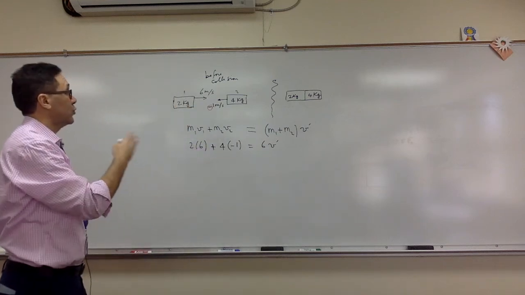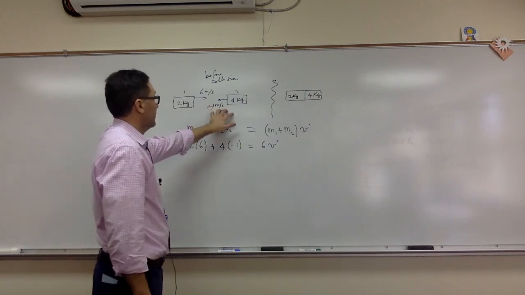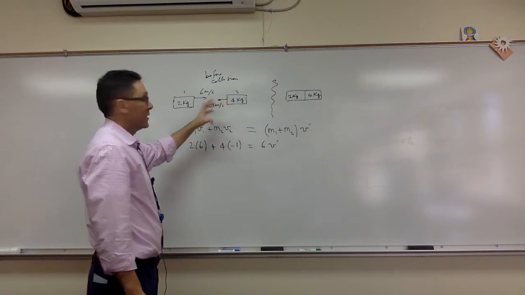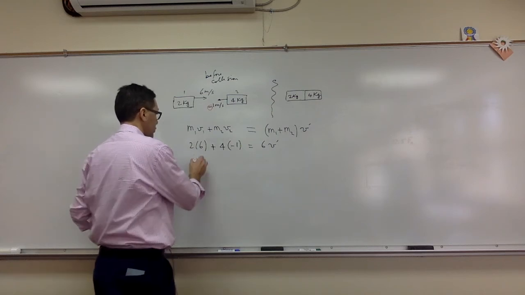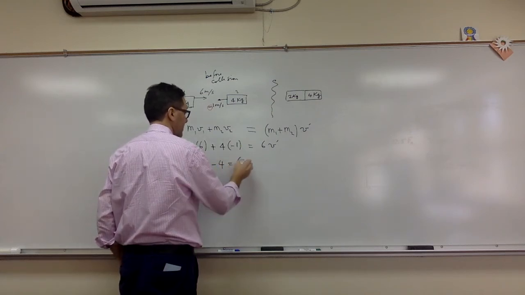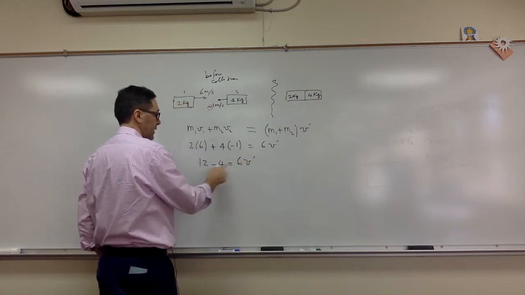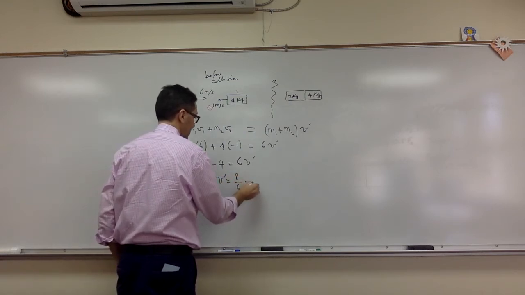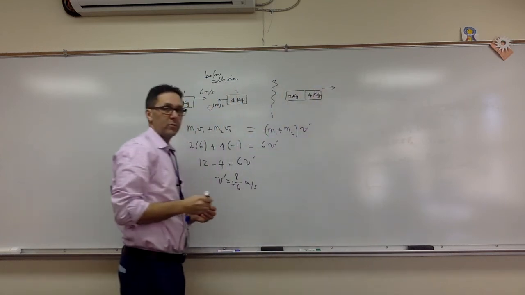And we have no idea which way it's going to end up going. But I think by looking at the numbers, this is a 12, this is a negative 4. This has more momentum, so I think it's going to influence the outcome. So I think we should end up going to the right, conceptually. So this is 12 minus 4 equals 6 times V prime. So this is 8, so this is 8 divided by 6. So V prime is 8 divided by 6 meters per second, which means it's positive, which means the whole thing is going to go right.